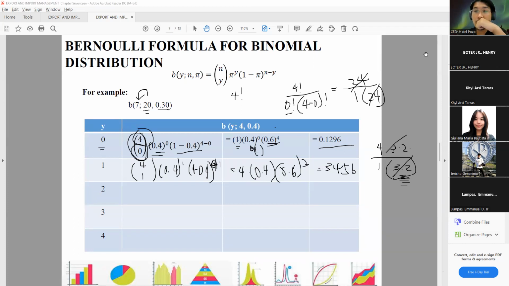For the sake of our examinations or sa mga ano natin, we'll stick with 4 decimal places. Kasi ito ay 0 to 1 lagi. So, kailangan natin ng accurate na value. So, we try to get the most accurate one. So, we'll stick with 4 decimal places. Right. Any more question?